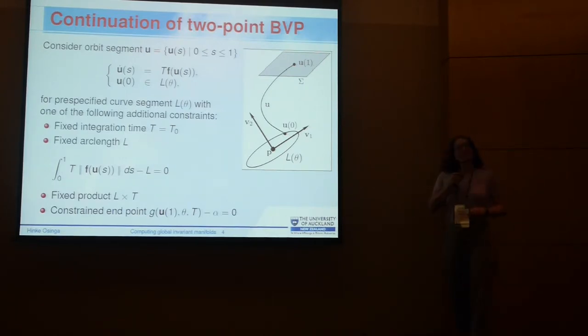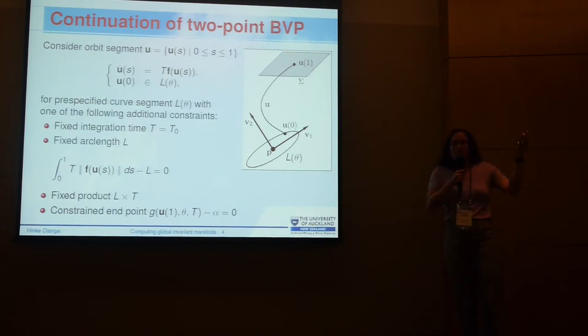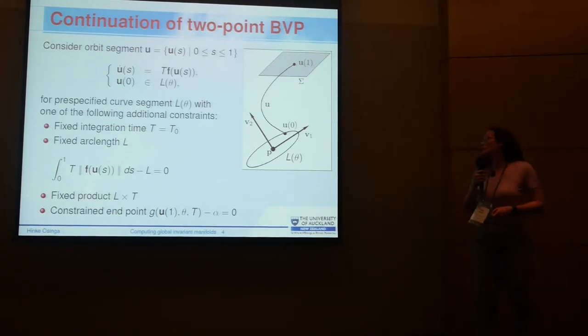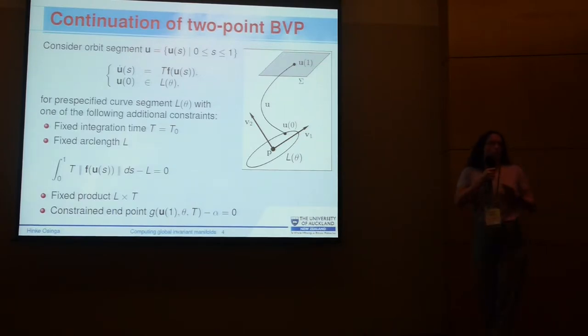The fixed arc length is another one. You could just measure the arc length of your trajectories, and then you find a family with a particular arc length. There are other ways. You can take the product between integration time and arc length. That's a very nice approach that is very useful in particular contexts that we have applied for the Lorenz equations. And this last one looks very complicated, but that's this case. You have some implicitly defined surface, here a plane, and you just say that your endpoint needs to lie on that surface.